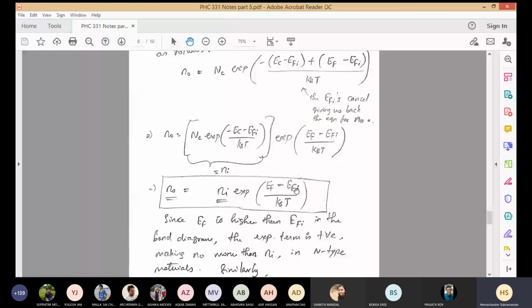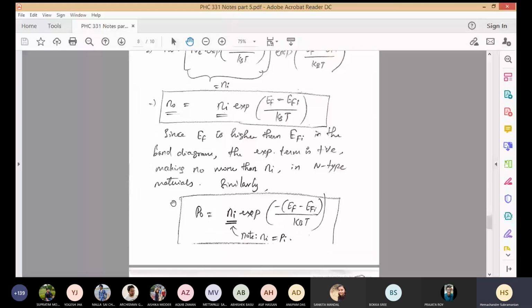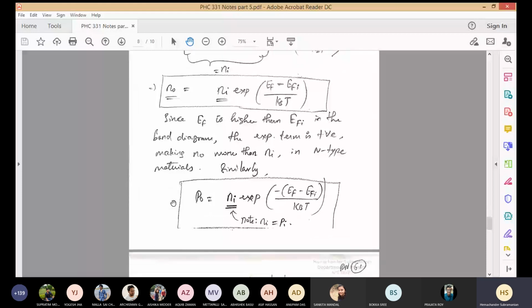Whereas if the EF goes towards the valence band, this becomes negative and N0 decreases. So if the EF is closer to the conduction band, which means you're in an N-type material, your N0, that's the electron density, actually increases. And the same thing for P0. P0 is Ni times exponential negative of that value. So if this increases, this decreases.